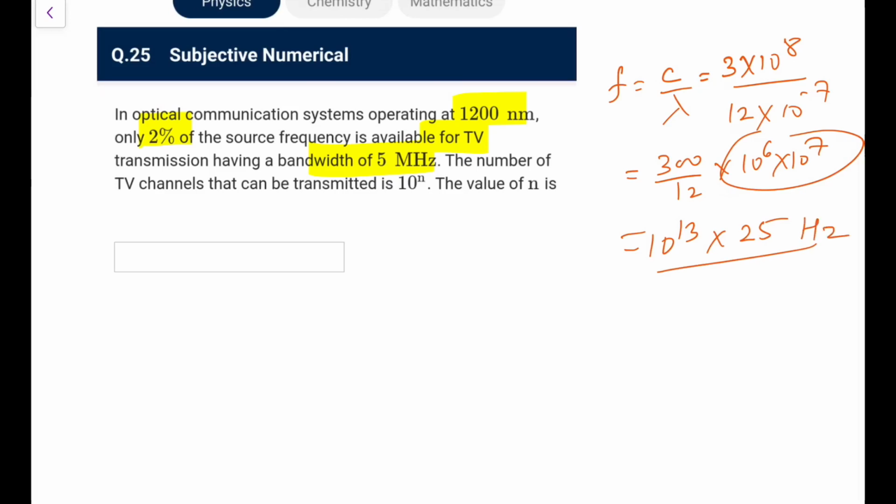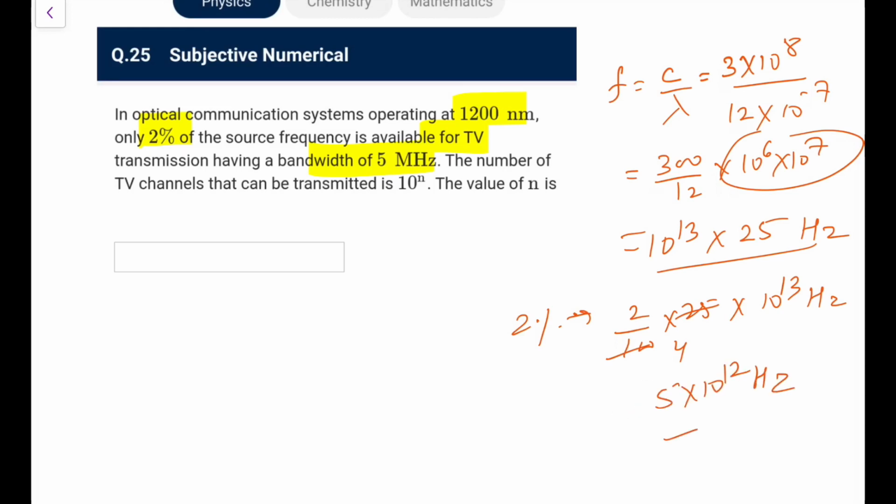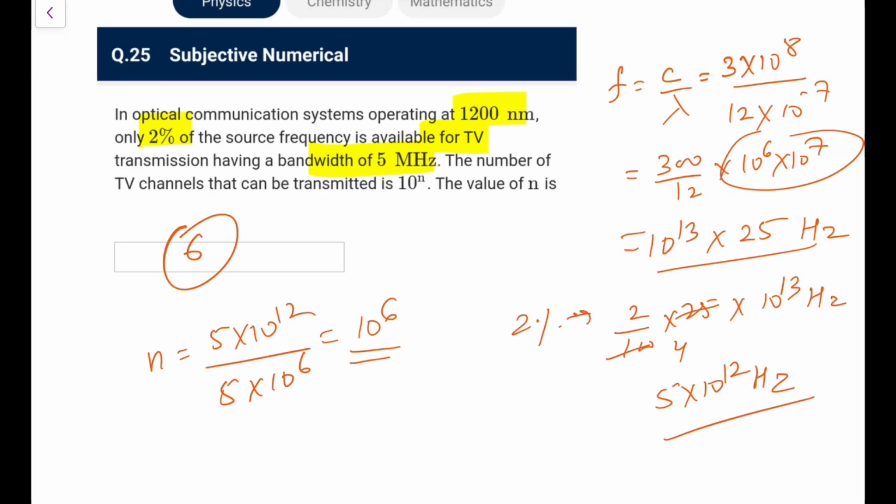Now only 2% is available. 2% of this means 2 by 100 into 25 into 10 to the power 13 hertz. So that is basically 5 into 10 to the power 12 hertz. Now each channel requires 5 megahertz, so the number of channels would be 5 into 10 to the power 12 over 5 into 10 to the power 6. So it is 10 to the power 6 channels that can be broadcast. So a very high number of channels you can broadcast, and the answer is going to be 6. So this was today's paper.